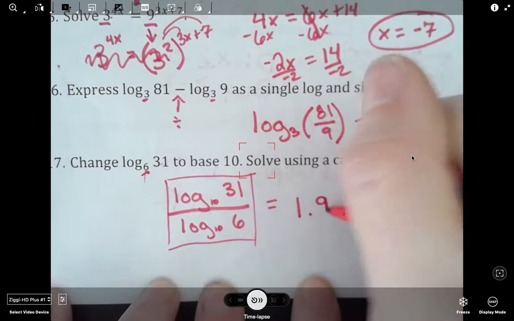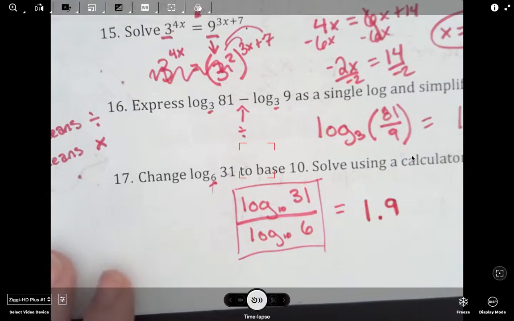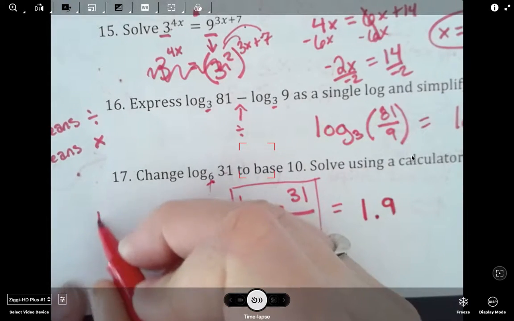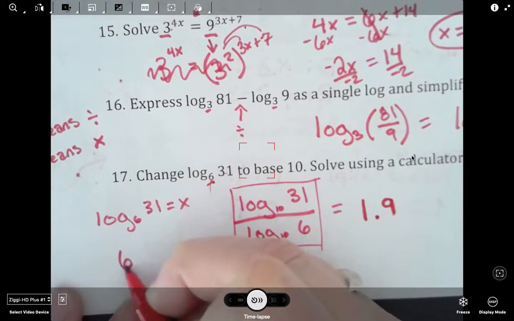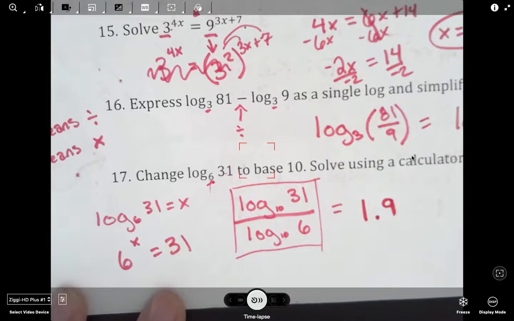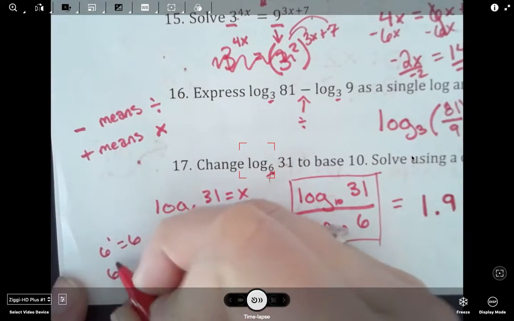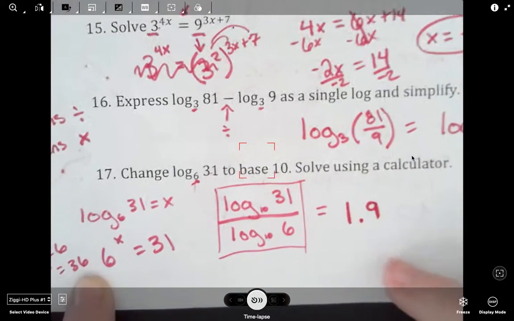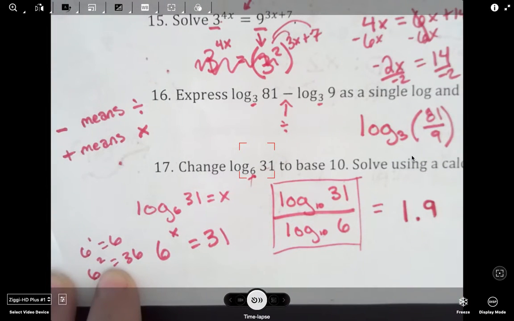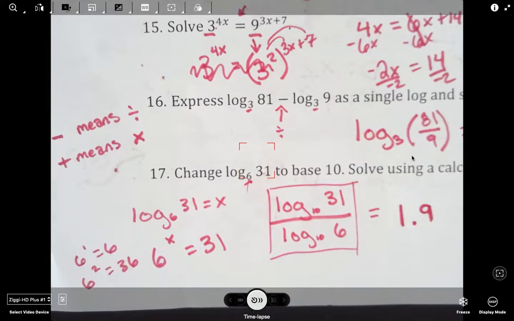1.9, okay? Now, if we think about what log base 6 of 31 means, if I set that equal to x, that means 6 to what power will give me 31, right? I know that 6 to the first power will give me just 6, and 6 to the second power will give me 36. So my answer has to be some number between 1 and 2. And 31 is pretty close to 36, so it's 1.9. Okay, that seems pretty reasonable.